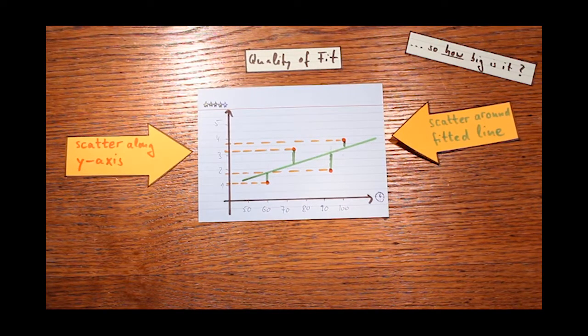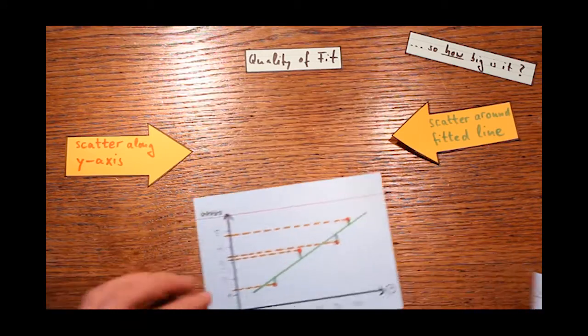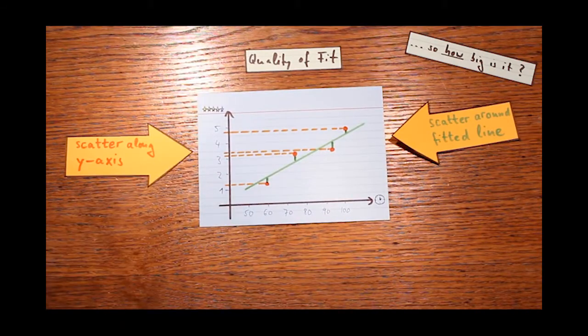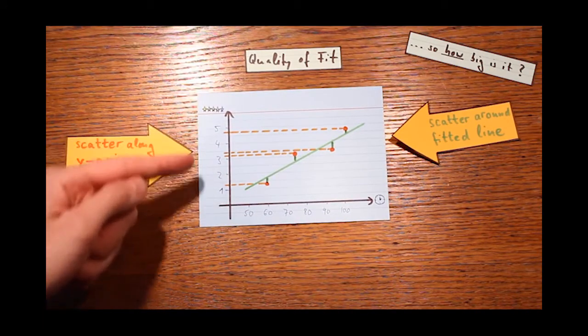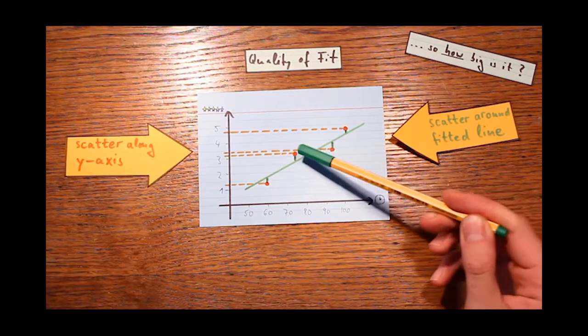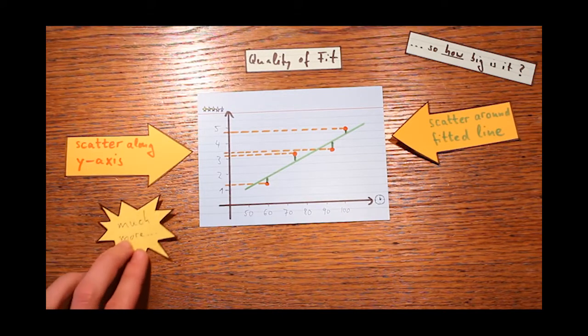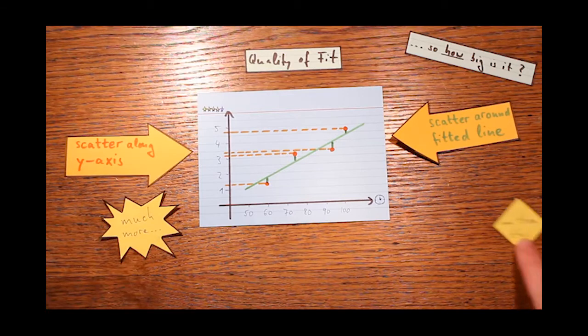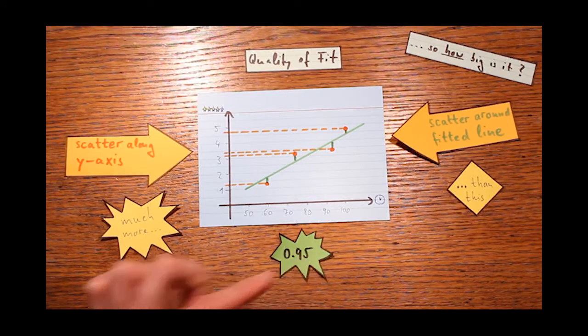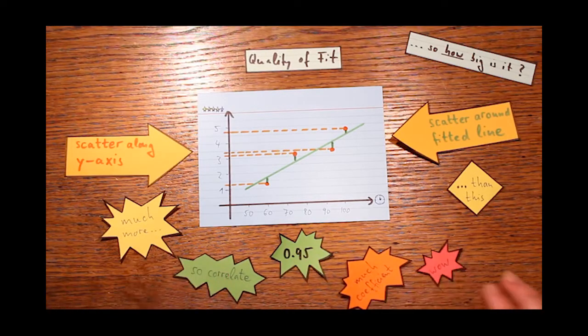Okay, let me show you a few examples. So in this data set, we can see that there's quite a lot of scatter along the y-axis. But there's really little scatter around the fitted line, right? Because the distances here of the data points from this fitted line, they are really short. Okay, so in comparison, there's a lot more scatter along the y-axis than there's scatter around the fitted line. And in this case, the correlation coefficient is really large in magnitude. This is a positive slope, so the correlation coefficient is close to 1. It's actually 0.95, so that's a really strong correlation.